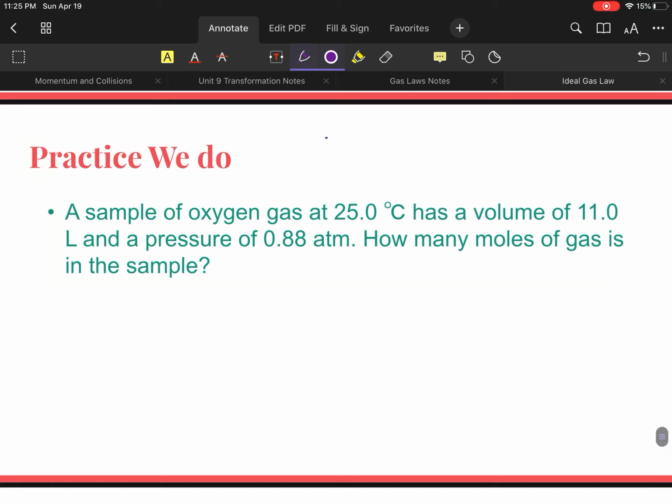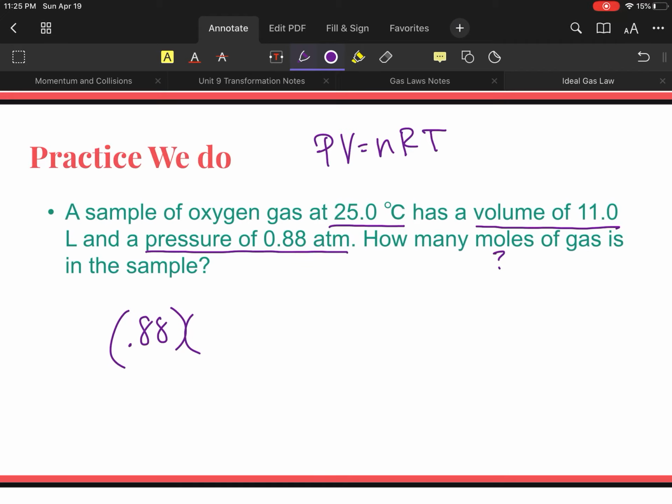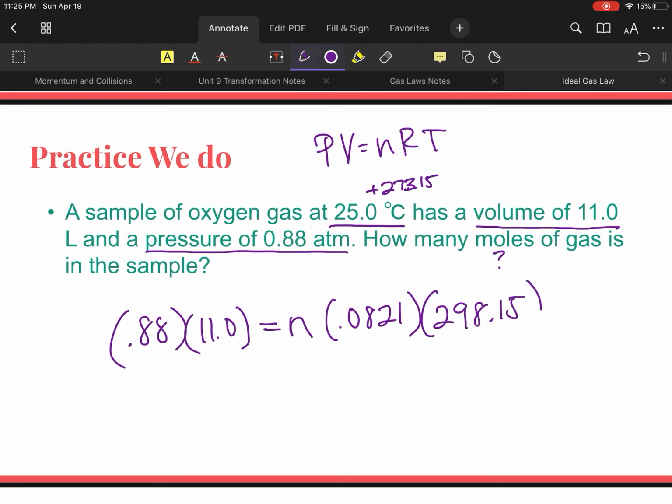If you want to pause this one and try one by yourself, you can. I'll work it out also, but if you want to try it yourself, go ahead and pause. Okay, so a sample of gas: I have a temperature, a volume, and a pressure, and I'm looking for moles. My pressure is 0.88, my volume is 11. I'm looking for moles, so I'm going to leave that as N. Remember, my R is 0.0821. And for my temperature, I again have to add that 273.15.